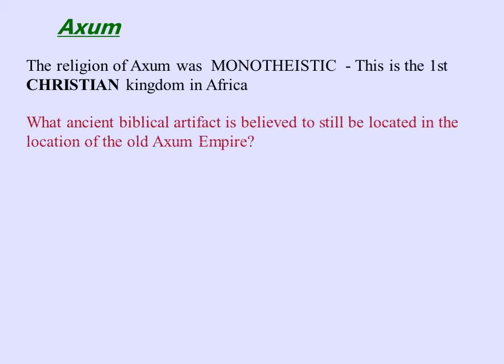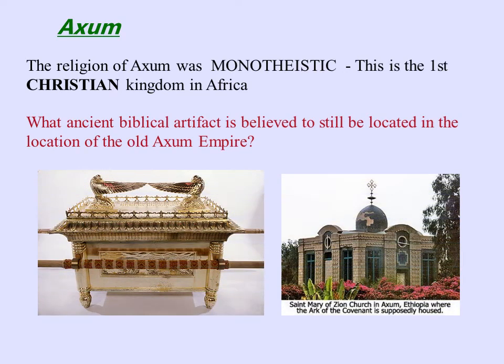So Axum is monotheistic. Let's talk about that first. And they're going to be the first Christian kingdom in Africa that we know of. And this biblical artifact that some people believe is still there is, again, the tablets that have the Ten Commandments. Now here's what was supposed to have happened.